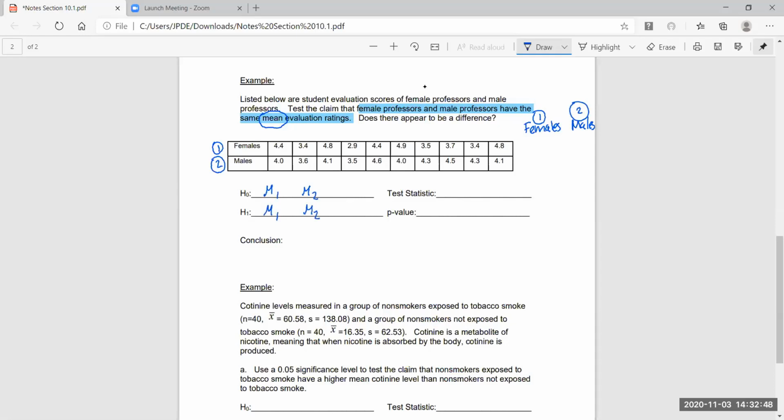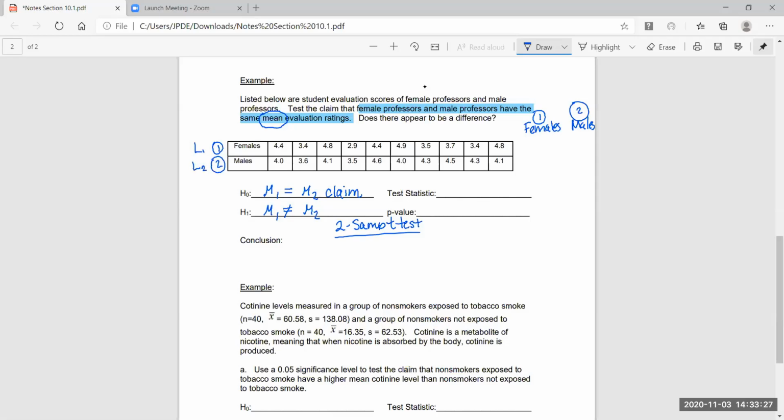And it says they have the same mean. So the claim is up here. Well, if that's an equals, that means the alternative hypothesis is a not equal. So when we go to do this, we can see we have two means. So we're going to do a 2 sample t-test. And this time we have data. So we want to enter in list 1 our female data and list 2 our male data.